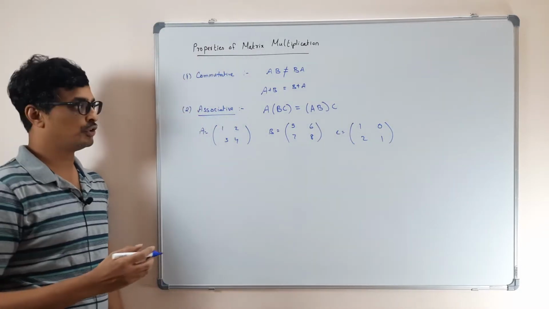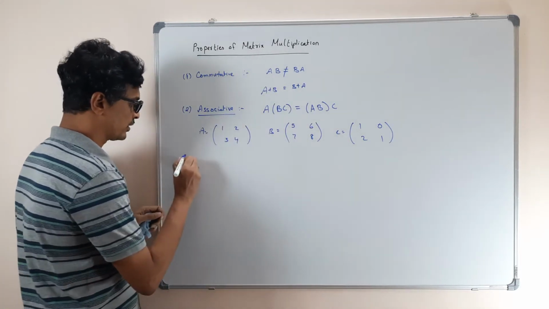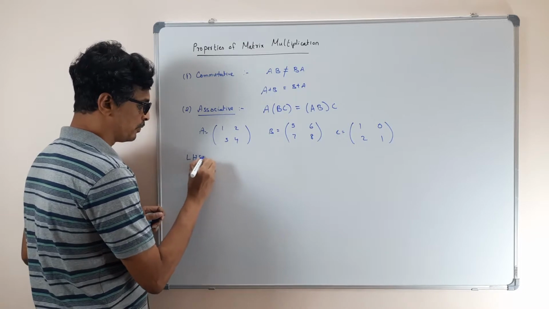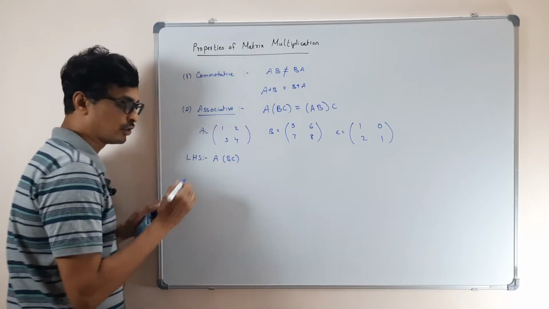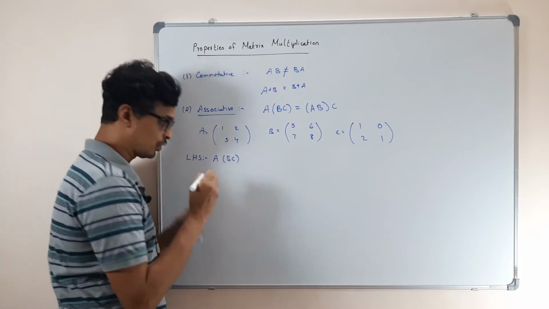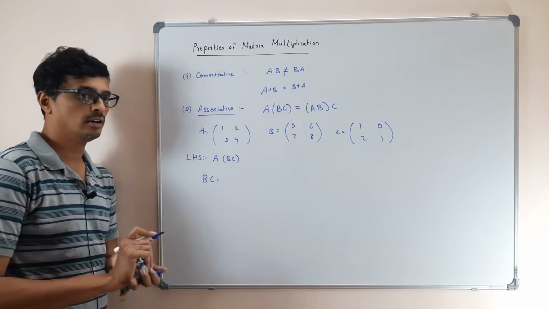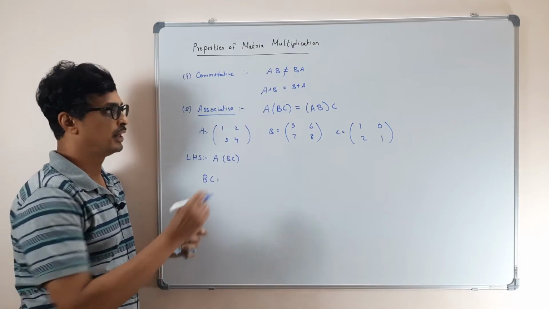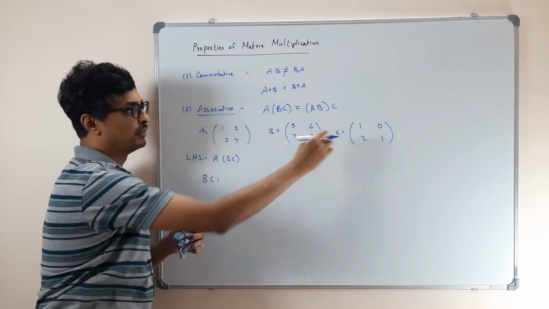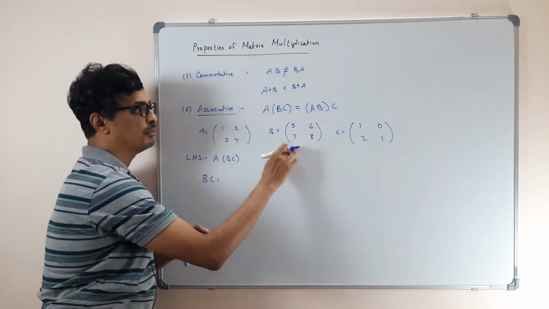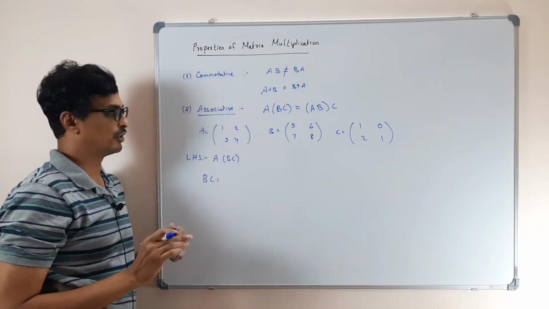Let us try to do the LHS first. LHS is A, B, C, correct? First you will do the brackets, so let us do B, C. What is the BC answer? Do it in your notebook. B and C: first row first column, first row second column, second row first column, second row second column.